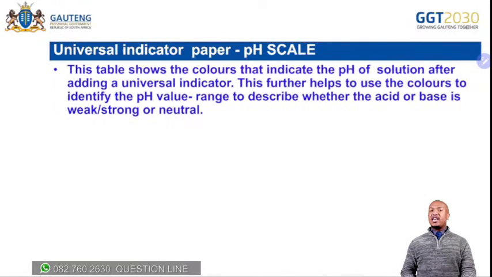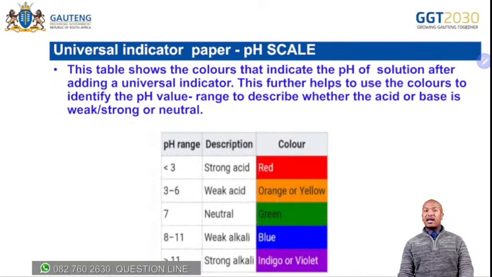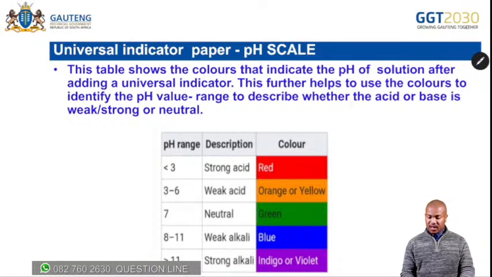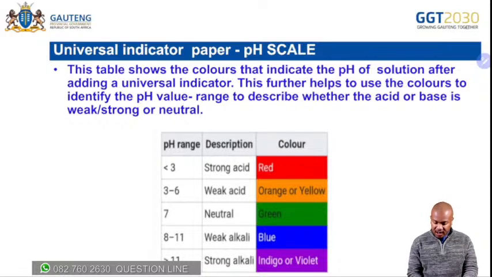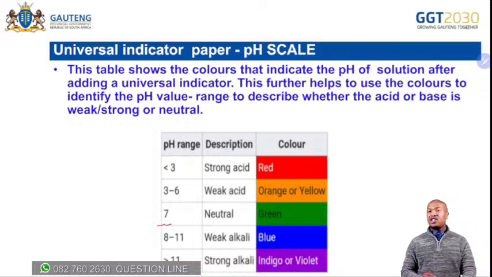So I'm going to show you a table here, right? And this table shows the colors that indicate the pH of a solution after adding a universal indicator. And this further helps us to use the colors to identify the pH value to describe whether the acid or base is strong or weak. So here, along green, the pH range for green is 7. That's where you find your neutral substance, right? And your universal indicator would be green if you use a paper, right?